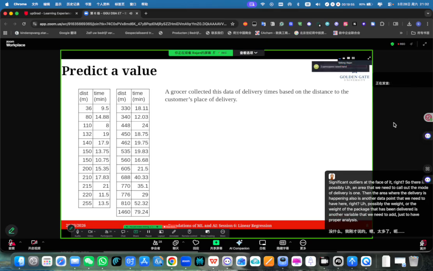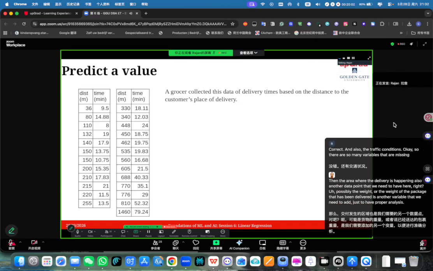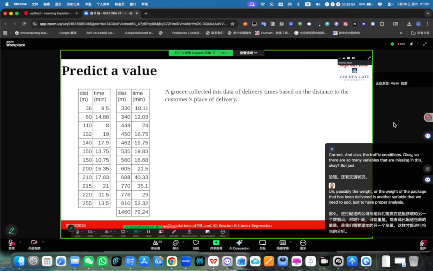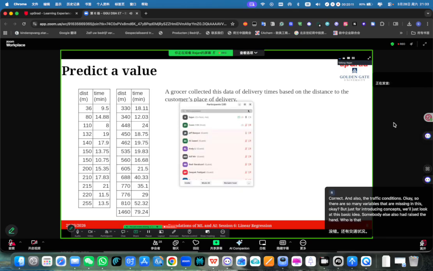Correct. And also the traffic conditions. Correct. Okay, so there are so many variables that are missing in this. But just for introducing concepts, we'll just look at this basic idea. Somebody else also had raised their hand. Who is that? If you have, please go ahead and ask your question.